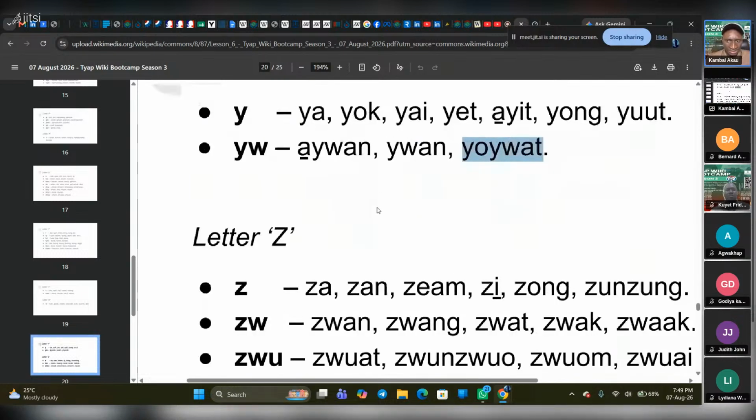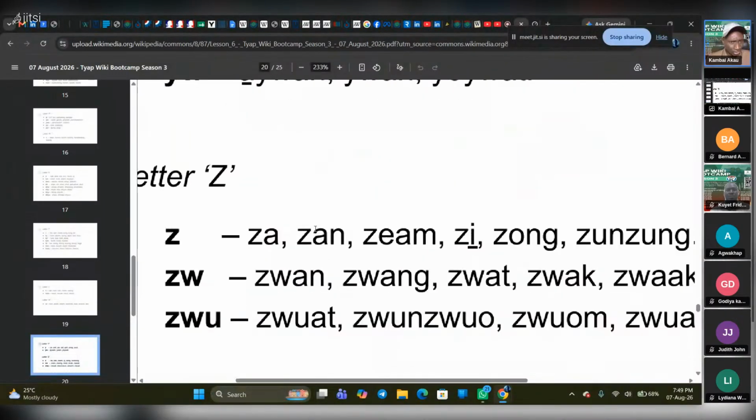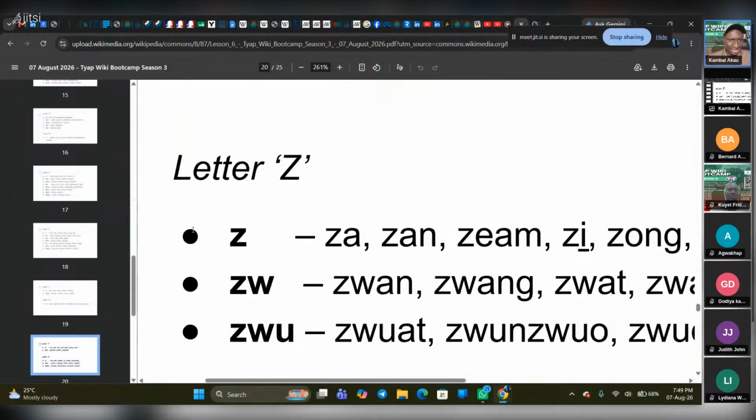is letter Z. Under letter Z, we have about three variants. We have the pure Z sound. Well, not pure, it's really not pure Z. This is actually DZ, but it is just written Z. Maybe later on, the language would separate the words under this one that should be written DZ and the one that should be just written Z. But for now, we write it as Z.